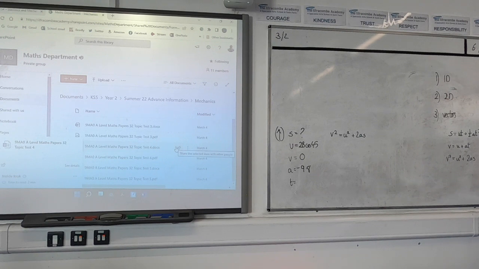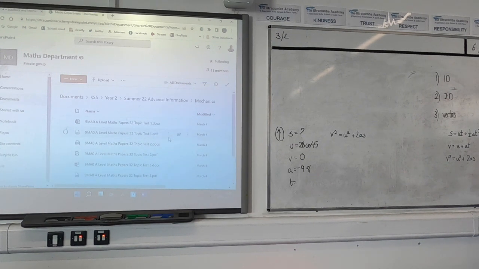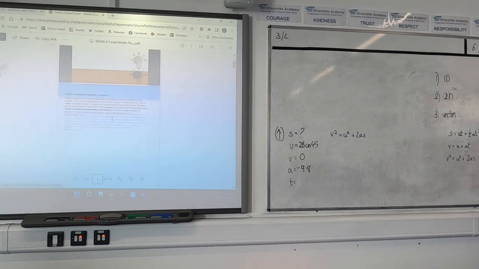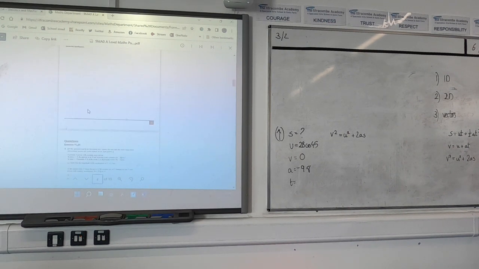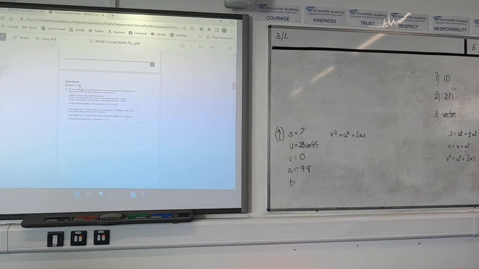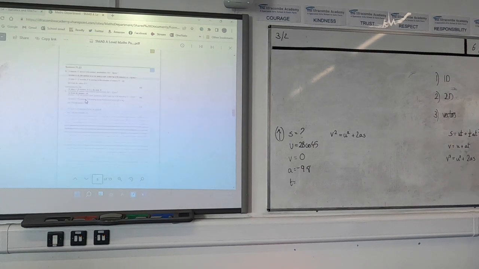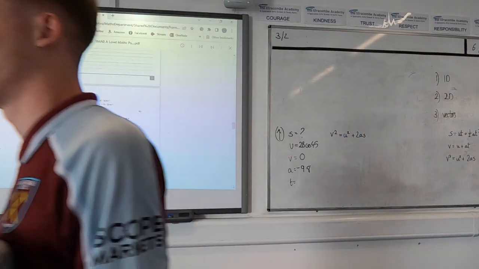Okay, so I'm now going to move to topic test 1, because we're going to talk about vectors now. And I'm going to do question 4 from topic test. When I say question 4, I'm talking about this question. This is the question number I was referred to in the mark scheme. That's just the question from the paper it originally came from.